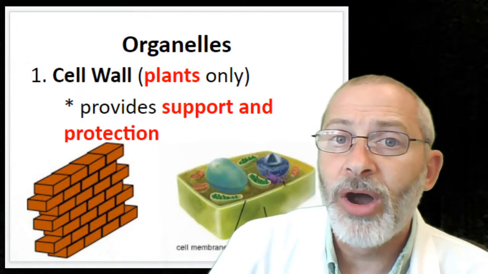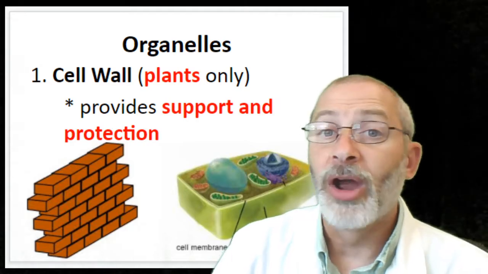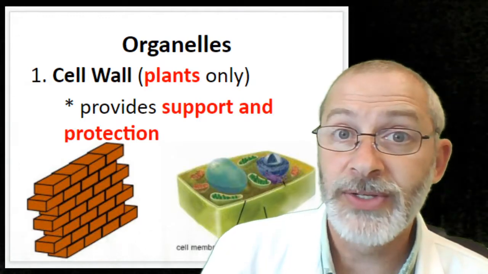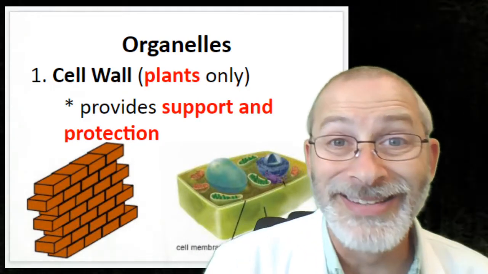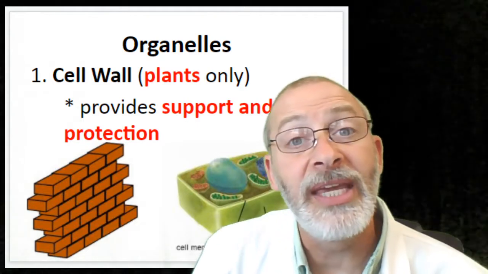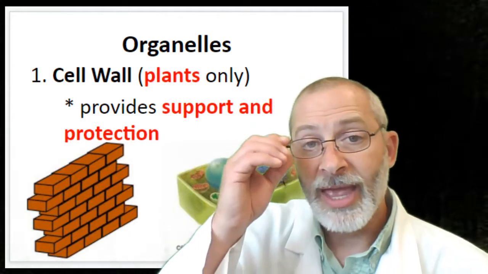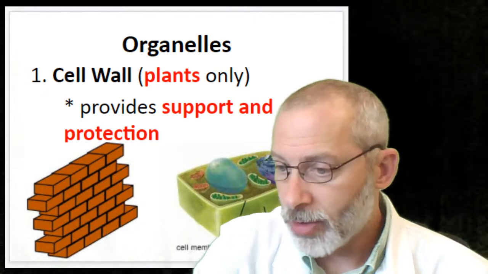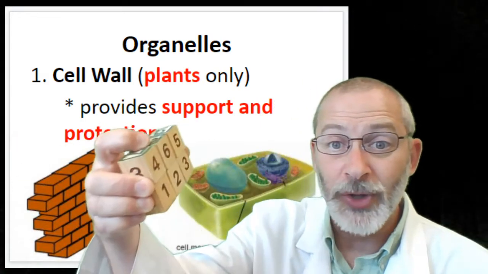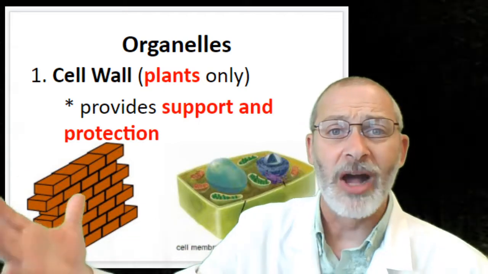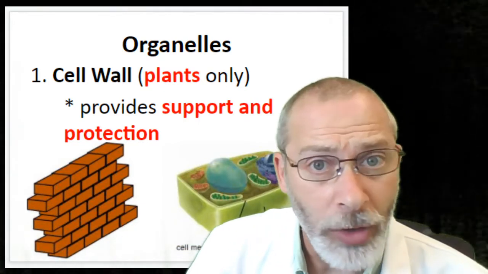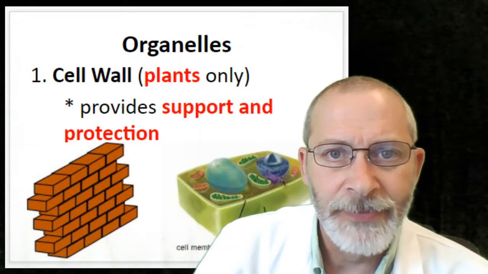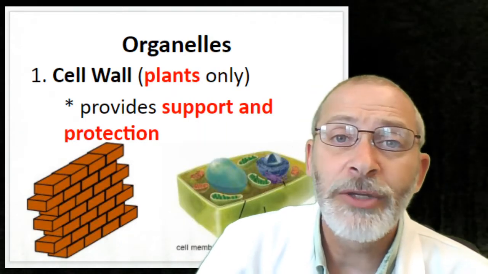Now, you will notice that as we go through this list, there are two organelles that don't exist in all cells. And this first one is an example of one that only exists in plant cells. And so item number one here is a cell wall. Cell walls, you can think of them as like a bunch of bricks all together, or concrete blocks. You could probably think of other examples of walls as well. But cell walls are only found in plants, and they provide support and protection.